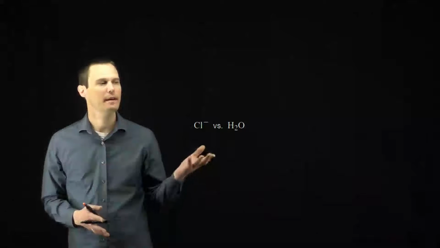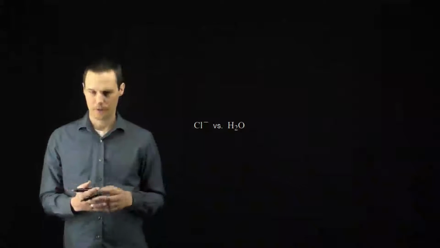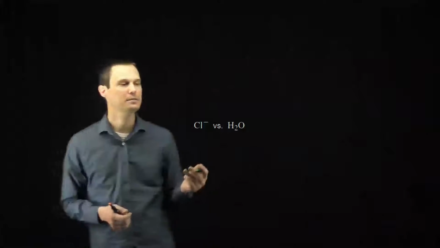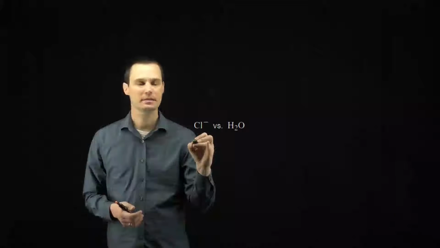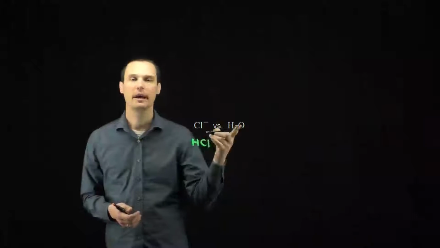This question asks us to identify the more stable base in this pair. To do that, we need to know something about their conjugate acids. The conjugate acid of Cl- is HCl, and the conjugate acid of water, H2O, is hydronium ion, H3O+.